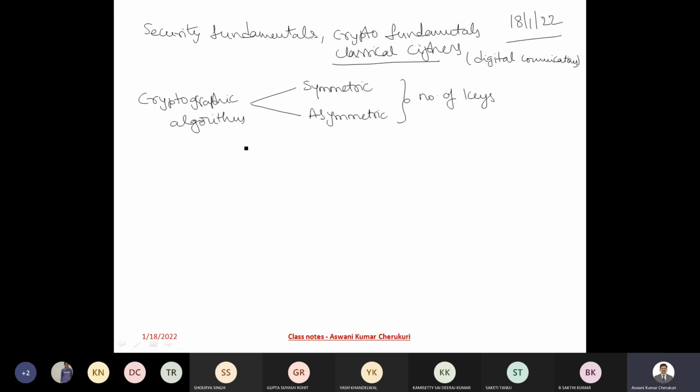Then we have another variety of classification. That classification is based upon whether you are performing a substitution operation or whether you are performing a transposition operation. Right, this also we discussed. So the type of operation: whether you are substituting or whether we are transposing. So it is permutation.